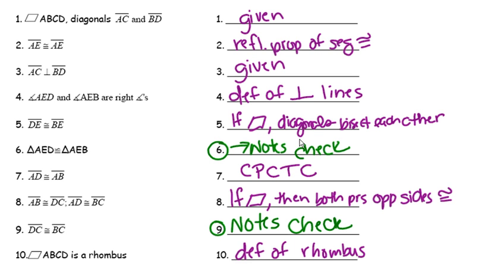All right, number 6, I want you to tell me what goes in this blank in the notes check. 7, we've proven triangles congruent, so now we can use CPCTC. 8 says if it's a parallelogram, then both pairs of opposite sides are congruent. I want you to tell me the reason for number 9 in the notes check. And then number 10 would be the definition of a rhombus. We've proven all four sides congruent.